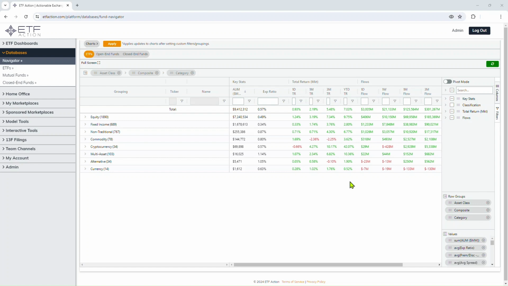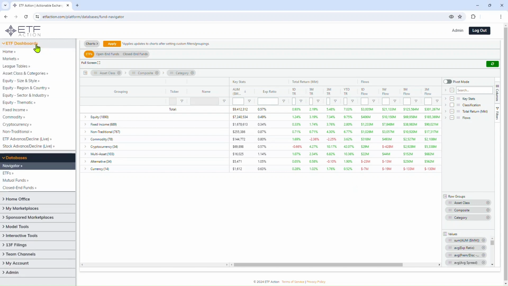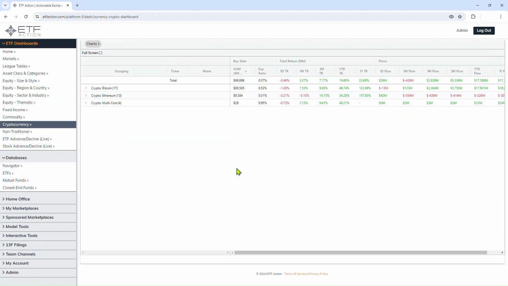Today, I just want to take a quick look at the cryptocurrency ETF landscape with the launch of several new Ethereum ETFs, spot price Ethereum ETFs, this past week, and check on the cryptocurrency landscape and see what it looks like. There's a couple ways to do this on our platform. The quickest is to go straight to the ETF dashboard cryptocurrency, which is already built out for you.